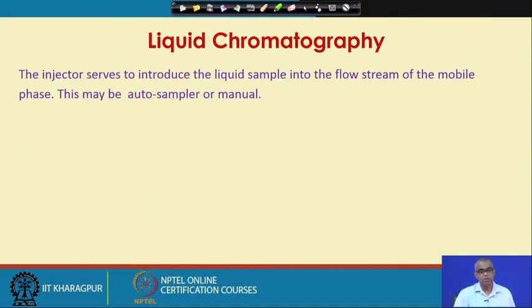The injector serves to introduce the liquid sample into the flow system of the mobile phase. This may be an auto sampler or manual.